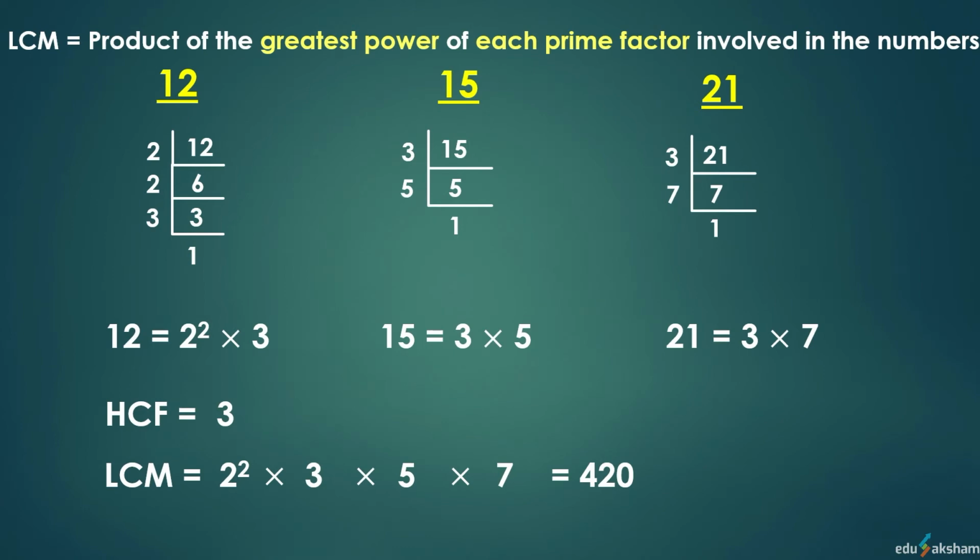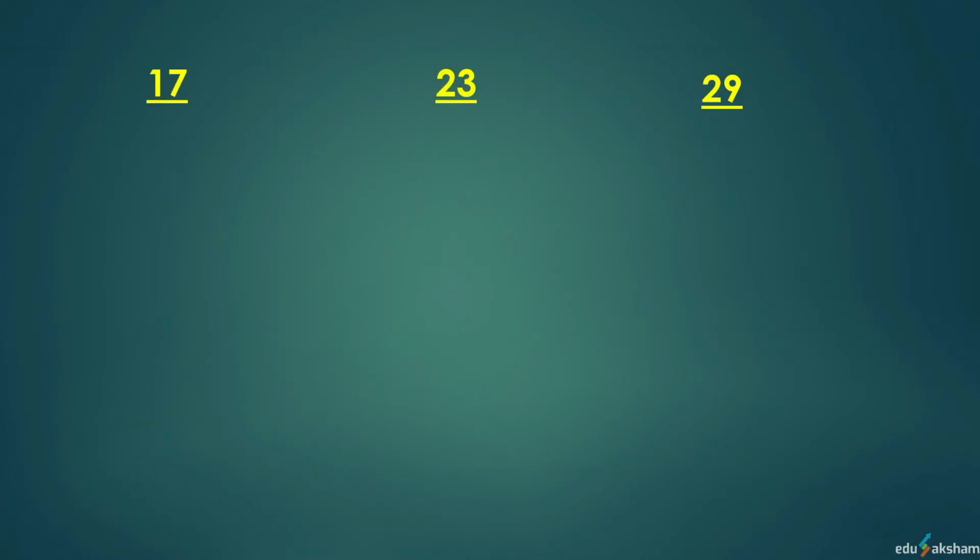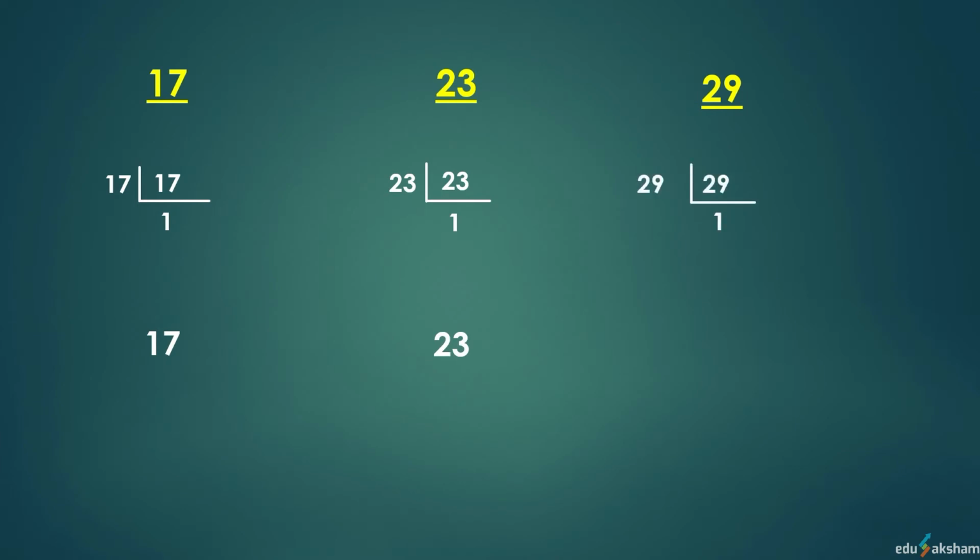Moving on to the next set of integers, which is 17, 23 and 29. 17 is a prime number itself, so the only prime number which can divide it is 17. Similarly, 23 is also a prime number, so the only prime number which can divide it is 23. And 29 is also a prime number, so the only prime number which divides 29 is 29 itself. There is no common prime factor in these numbers, and the only number which can divide these is 1, so the HCF will be 1.